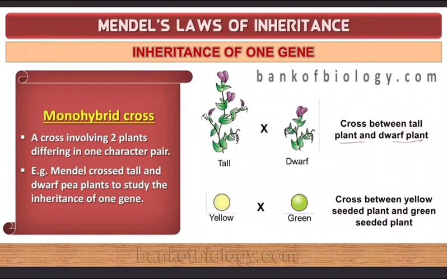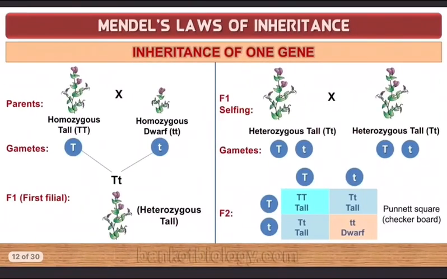the monohybrid cross. Why are we naming it monohybrid? Mono means one, and since it is a crossing, the resultant product is a hybrid, so we say monohybrid cross between a tall plant and a dwarf plant. When we say tall plant and dwarf plant, we are taking one character, that is height. That's why it is a monohybrid cross. Mendel crossed tall and dwarf pea plants to study the inheritance of one gene. That's why mono, one character.